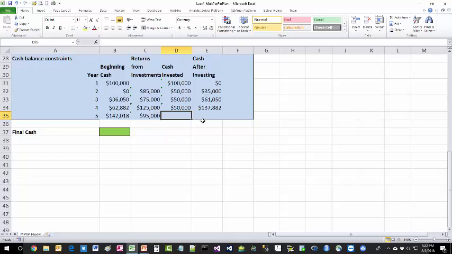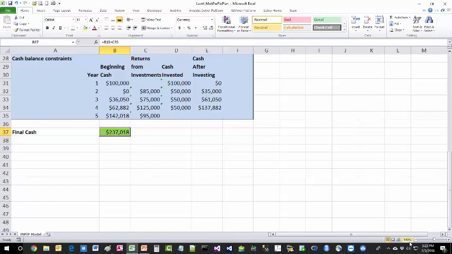So the last 2 cells, the beginning cash for year 5 and the returns from the investment, are going to be maximized as the final cash at the bottom here, right? So let's create that formula, adding the beginning of the last year plus return from investments flowing into that, currently about $237,000. So the solver will then try to maximize this final cash cell.